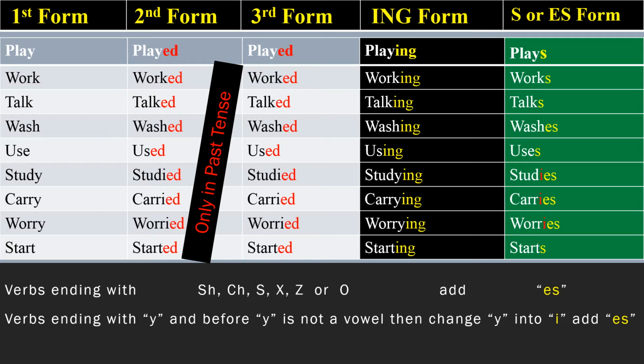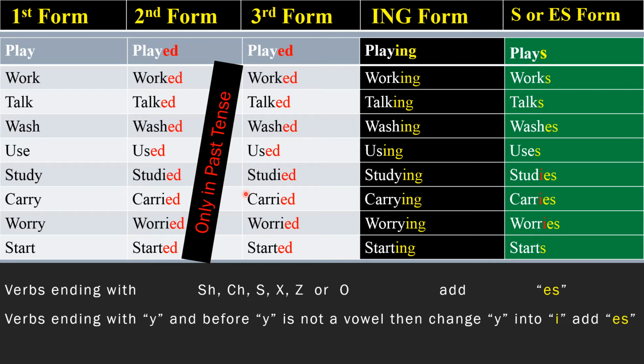Then it is the second form. Second form is used in past tense only. It means whenever we talk about past, we use this second form. Now it is played, and here it is played also. Then how do we differentiate between second and third form? This is a natural question that may arise in your mind. So we say that when it is used as the only verb in a sentence, it means any of these verbs are used and no other verb is used along with it, then it means it's a past tense.